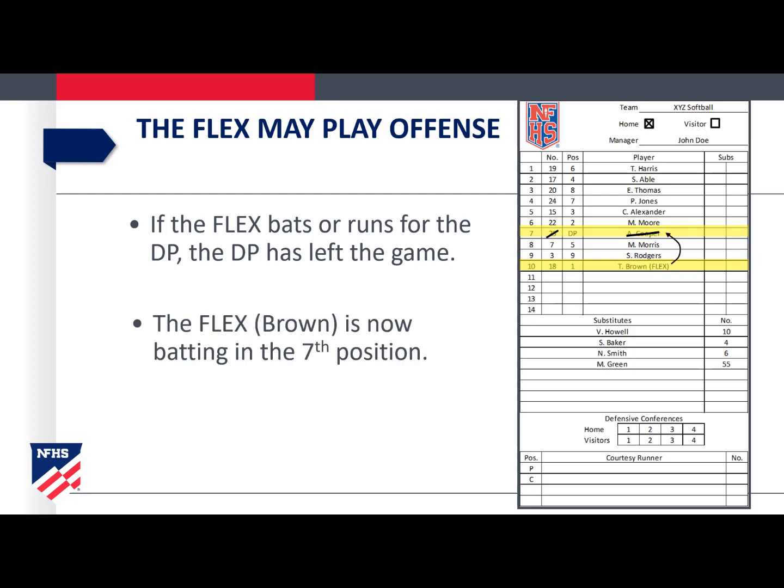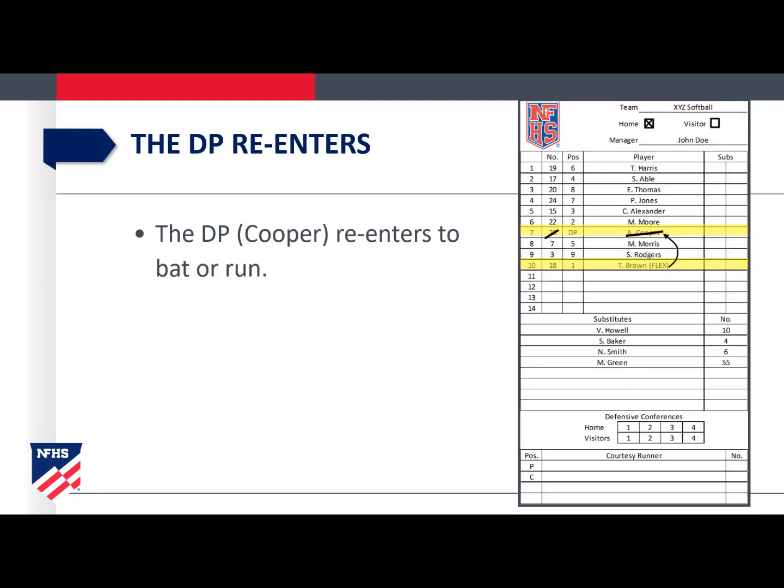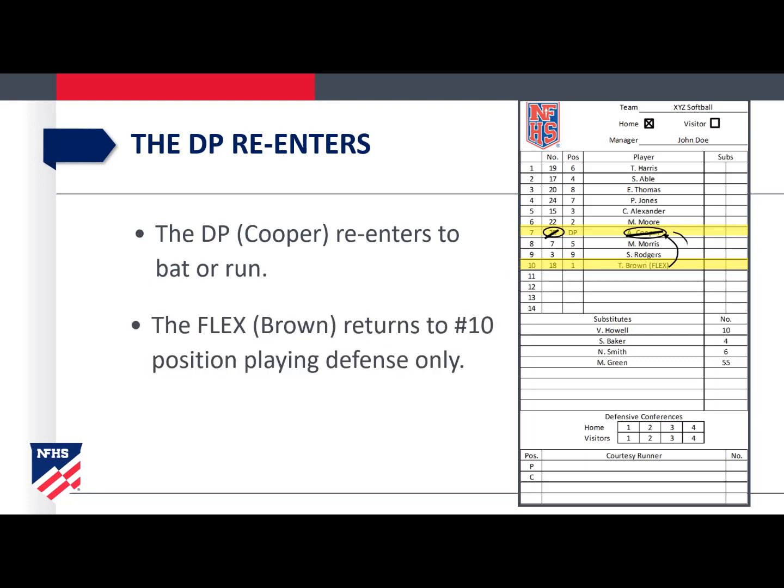The flex, Brown, is now batting in the 7th position. The lineup is now down to 9 players. So if the DP were to re-enter, Cooper, the original DP, re-enters to bat or run. Then flex, Brown, now returns to the 10 position, again playing defense only. The flex has never left the game.